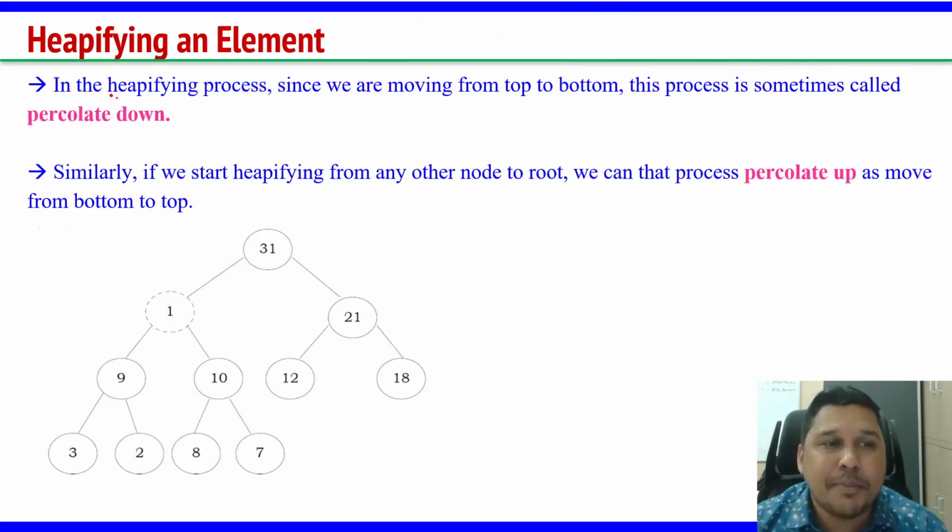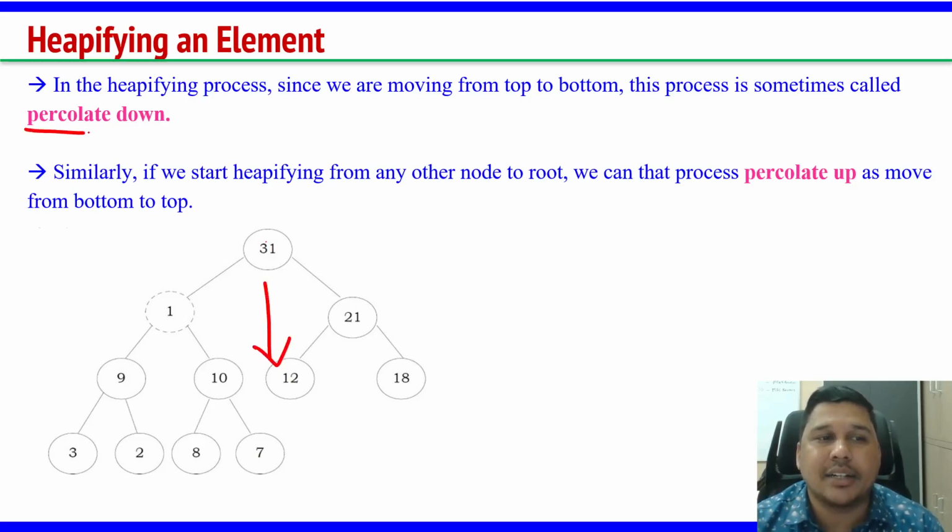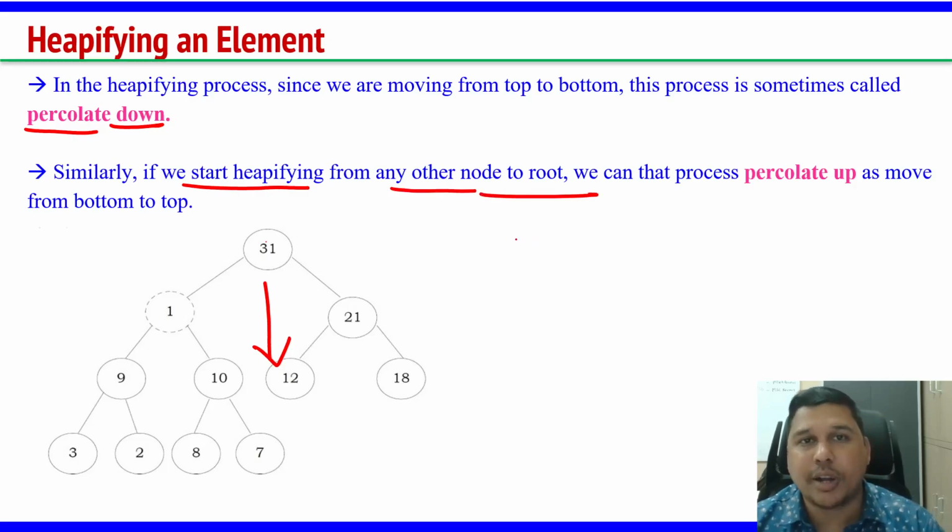In the heapifying process, since we are moving from top to bottom, this process is called percolate down. Very, very important. If you are moving from top to bottom, this is called percolate down. And if we start heapifying from any other node towards the root, that is from bottom towards the root, that is called percolate up. Percolate down and percolate up are two very important operations which help us in the heapifying process.